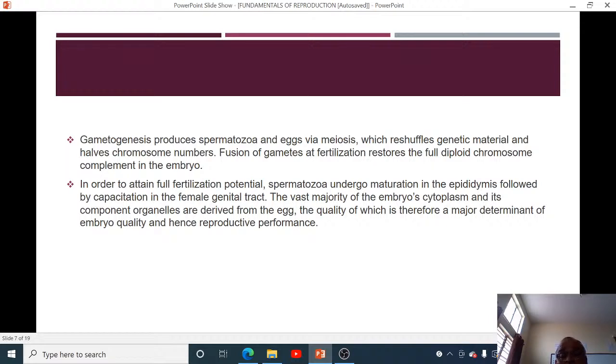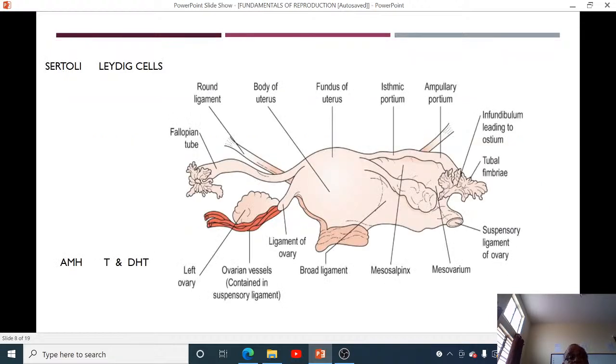So, as I told you earlier, the vast majority of the embryo's cytoplasm and its component organelles are derived from the egg, the quality of which is therefore a major determinant of embryo quality and hence reproductive performance. Again, I am laying stress on this. Female gender is the most important as far as our future potential is concerned. Now, this is a diagram of the female internal system: fallopian tube, uterus, ovary, broad ligament.